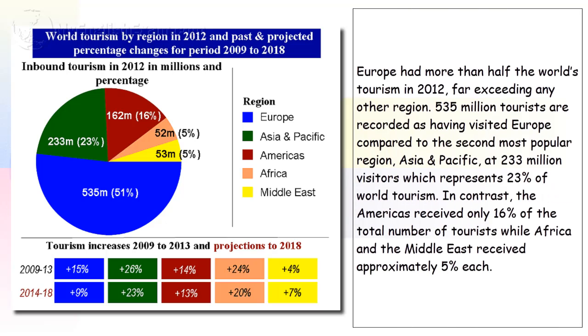Europe had more than half the world's tourism in 2012, far exceeding any other region. 535 million tourists are recorded as having visited Europe, compared to the second most popular region, Asia and Pacific, at 233 million visitors, which represents 23% of world tourism. In contrast, the Americas received only 16% of the total number of tourists, while Africa and the Middle East received approximately 5% each.